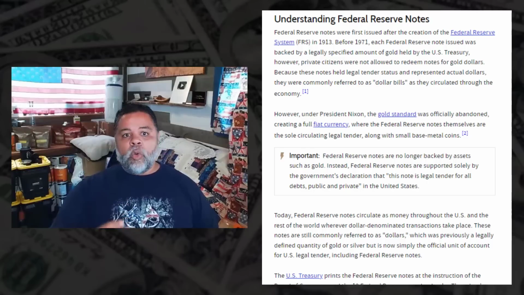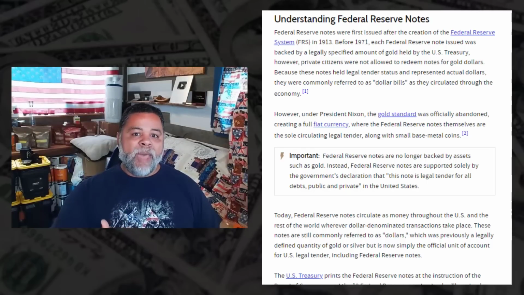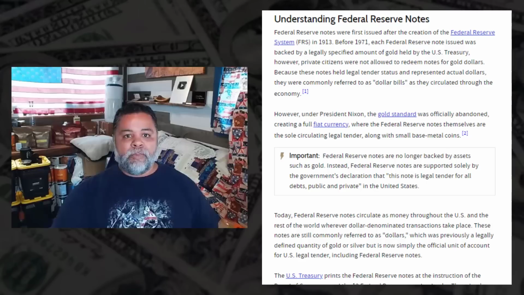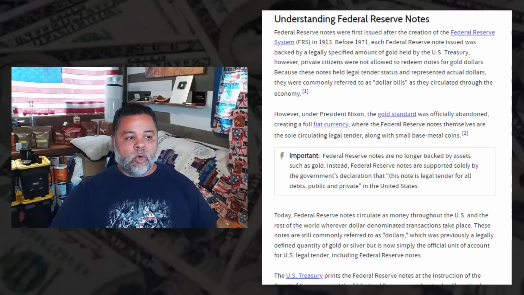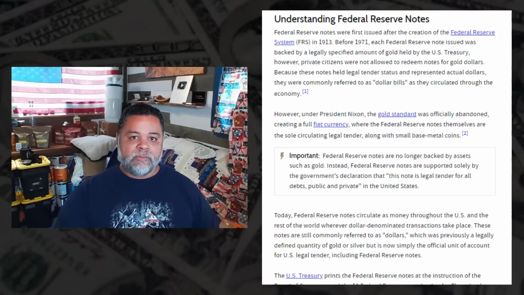So you see, they are no longer dollar bills because they are not backed by the money of the people. They are not backed by the gold that they used to be backed by, which is the money of the people, if the gold is still there. But I digress. However, under President Nixon, the gold standard was officially abandoned. August 15th, 1971. We all know that. Creating a full fiat currency. And what is a fiat currency, ladies and gentlemen? Let's visit that really quick.